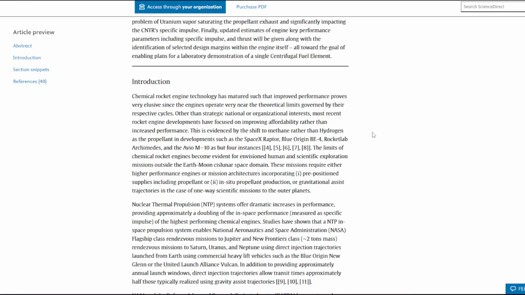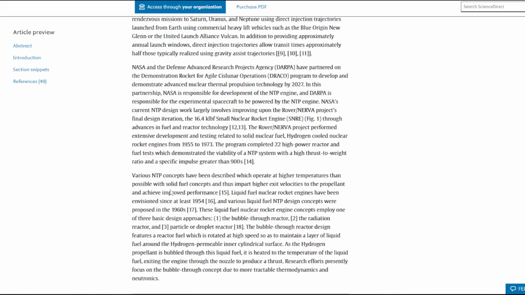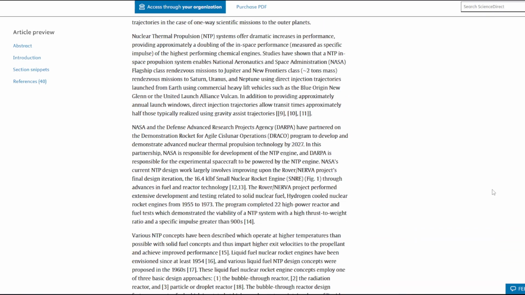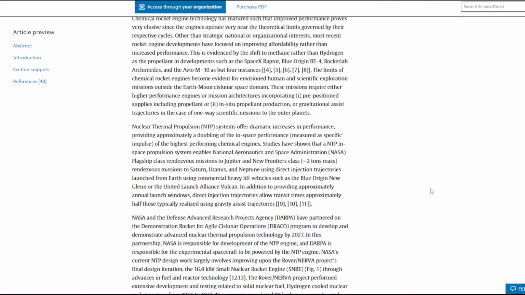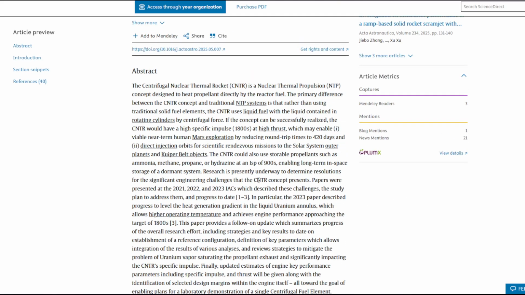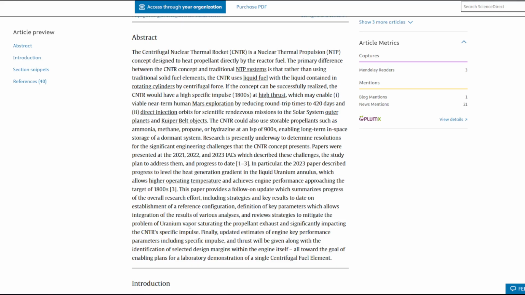Now, why is it a problem if it's going to be spewing the uranium? You can't really test it around here. You need to go really far out. You're going to have to be in space to test it. And it's a complicated system to deal with. So if you can only test it in space, that's rough. Anyway, I can't access this full paper. So that's the problem. It seems like we're going to get uranium vapor in our propellant.